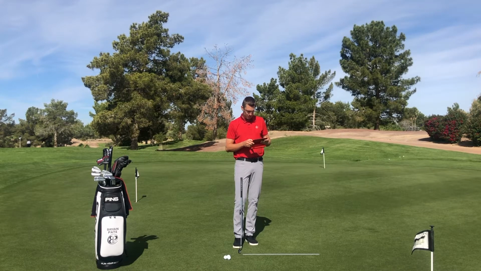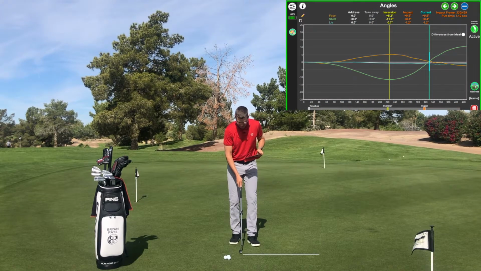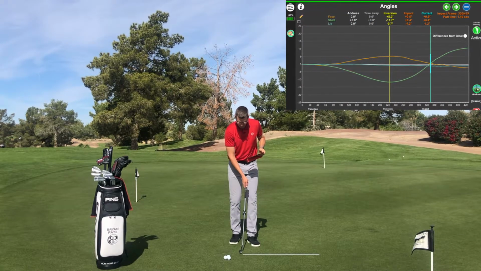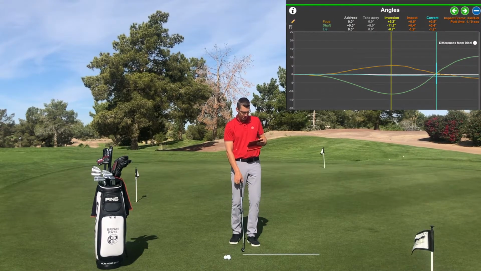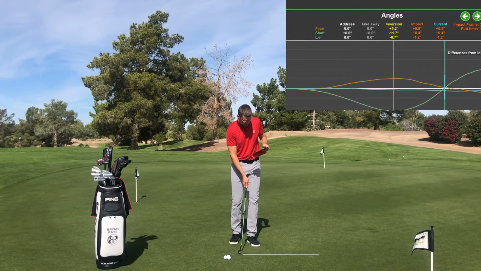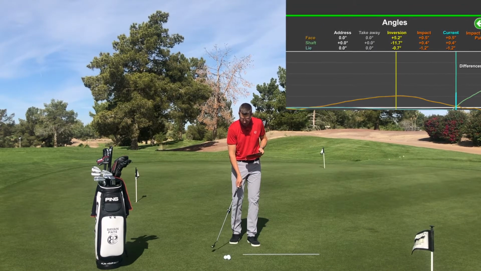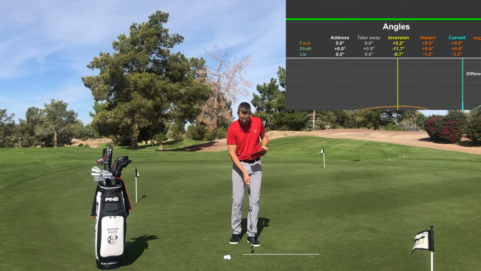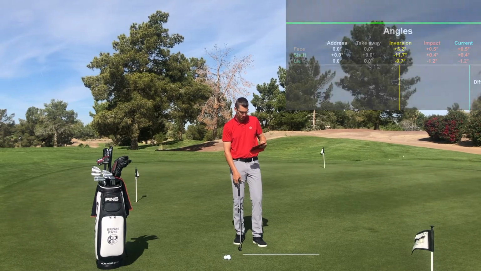If we go to the address, the face angle is going to stay the same, but now our shaft and our lie is going to change. The shaft, now looking at the camera, is going to be based off of wherever we start's the 0, and that impact is the change from that start. So the little shaft lean I had becomes 0. As I return it to impact, it says positive 0.4. So I just added a little bit less shaft lean, or the head was passing just a little bit at the bottom based off of where it started.